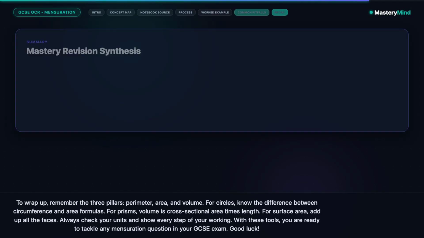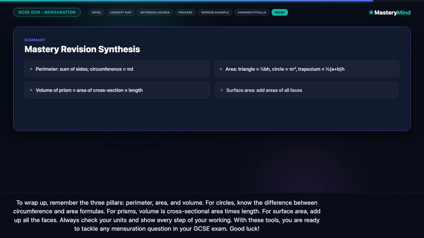To wrap up, remember the three pillars: perimeter, area, and volume. For circles, know the difference between circumference and area formulas. For prisms, volume is cross-sectional area times length. For surface area, add up all the faces. Always check your units and show every step of your working. With these tools, you are ready to tackle any mensuration question in your GCSE exam. Good luck!